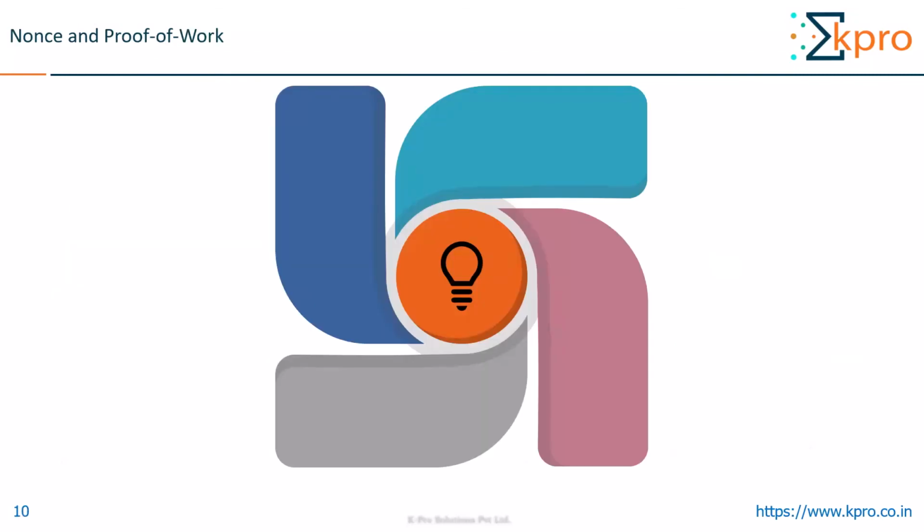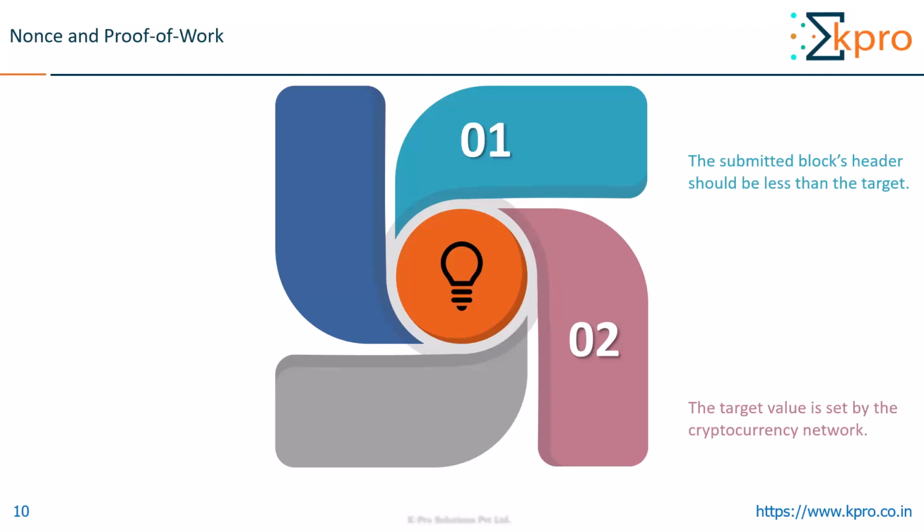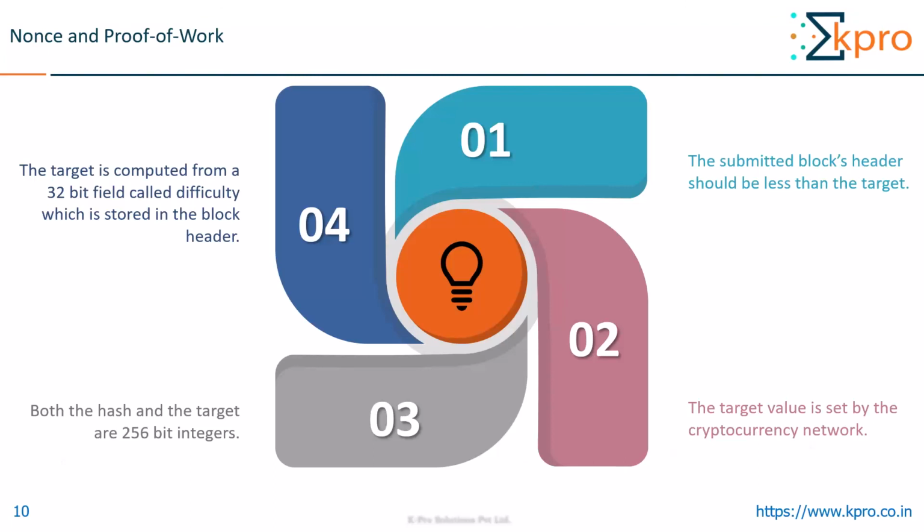Now let us see what nonce and proof of work are. So the hash that these miners are trying to find in order to create a block should be less than the target hash. This target hash is set by the cryptocurrency network, and both the hash that the miners are finding and the target hash set by the network are 256-bit integers. There is a field in the block header called the difficulty, and this target hash is computed from that difficulty.